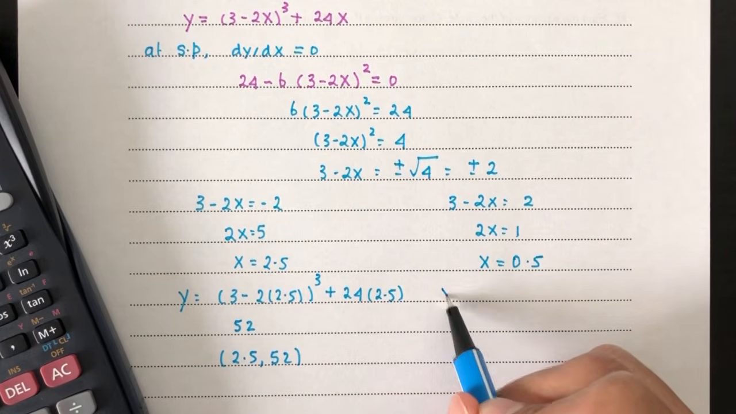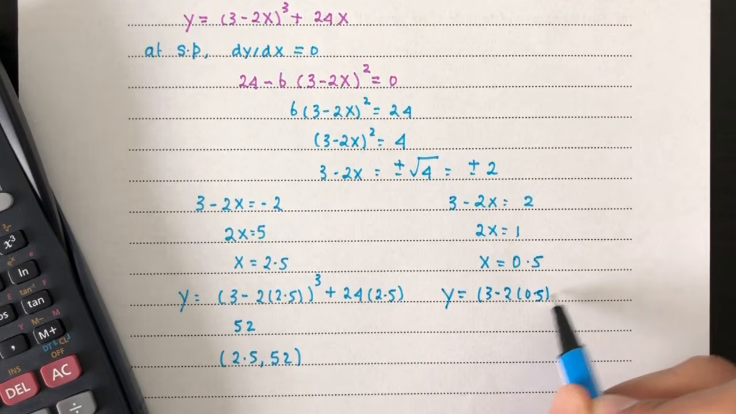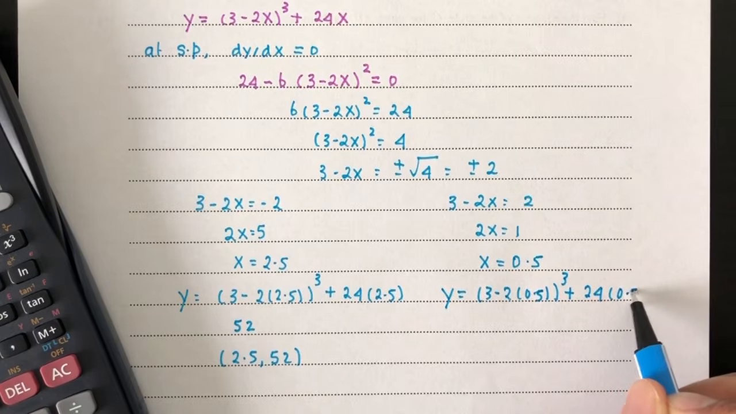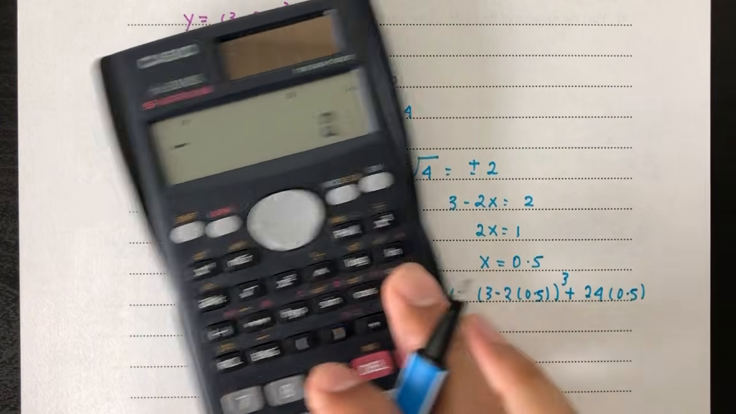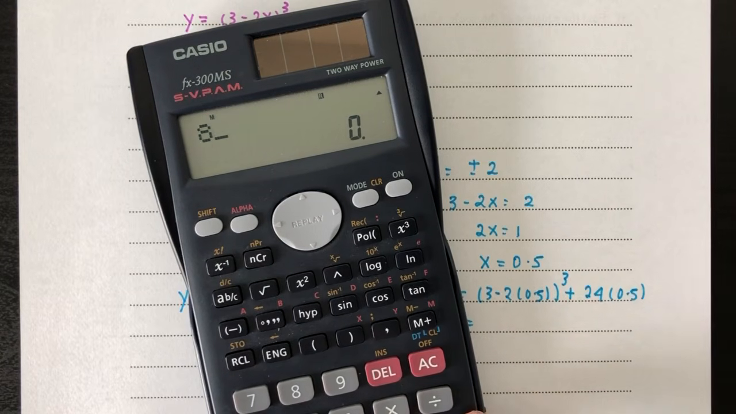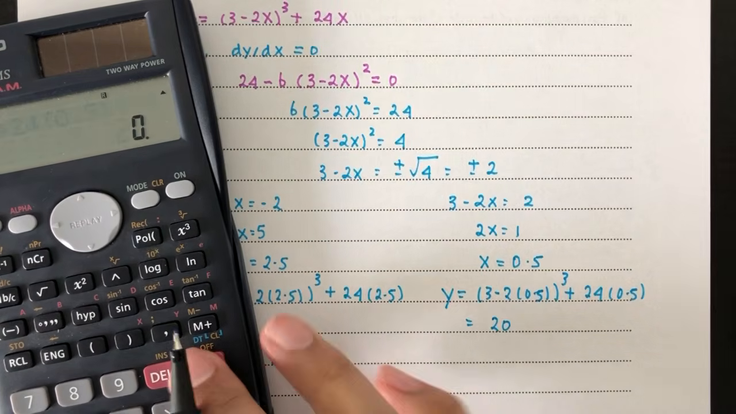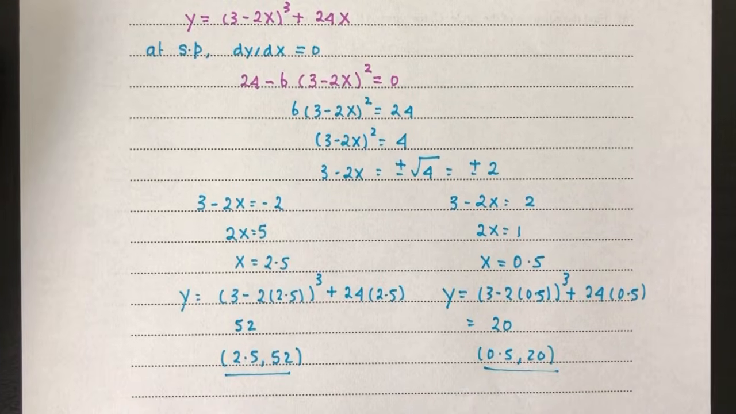This one will be the same way. (3 minus 2 times 0.5) power 3 plus 24 times 0.5. So 2 times 0.5 is 1. 3 minus 1 is 2. Power 3 will be 8 plus 24 times 0.5. That will be 20. So this point will be (0.5, 20). So the 2 points will be this and this.